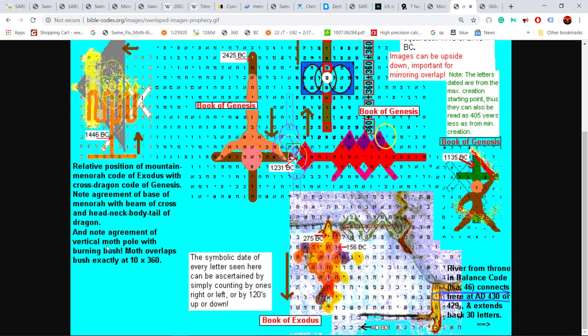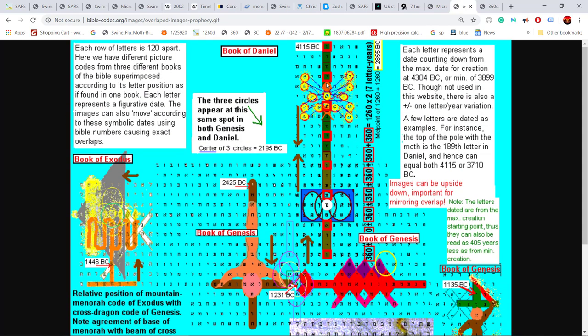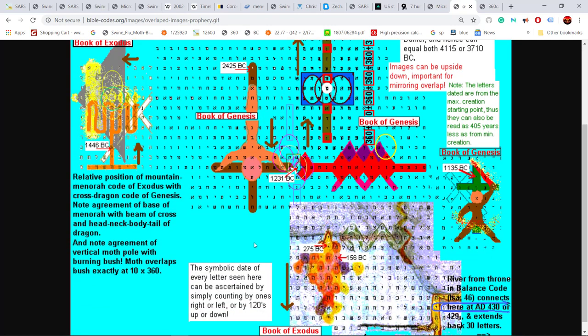But this is what I want to say. Note agreement of the vertical moth pole, that's this, with the burning bush, that's this. Moth overlaps burning bush exactly at 10 times 360. That represents a year, so at exactly 10 years. Remember, SARS means 10 years in Babylonian language. And the pole itself that this is on is itself, as I said, 7 years, right? There's 360, 1, 2, 3, 4, 5, 6, 7. 7 times 360.